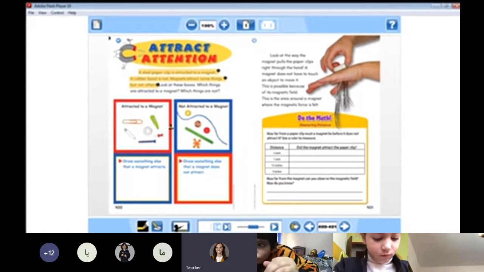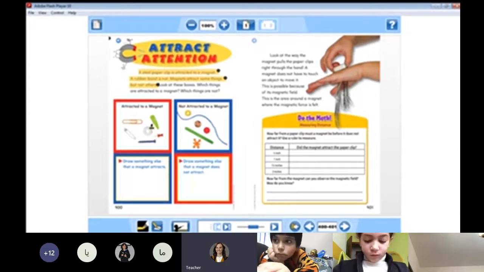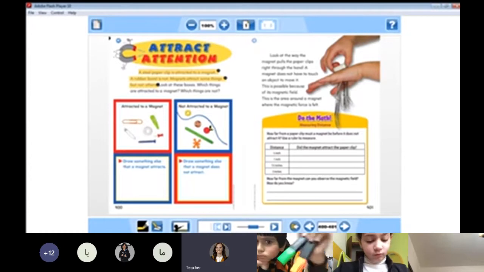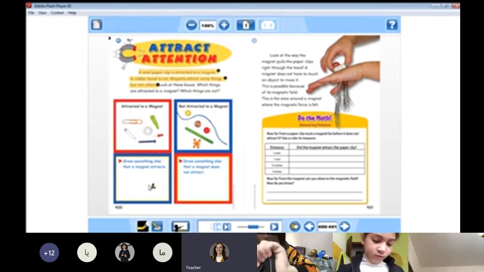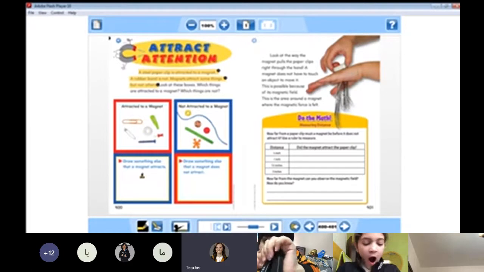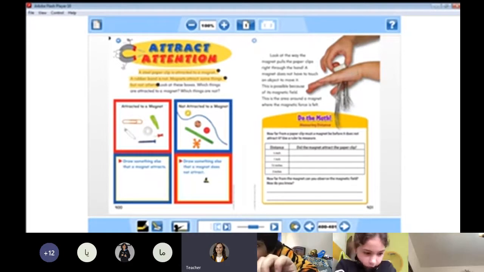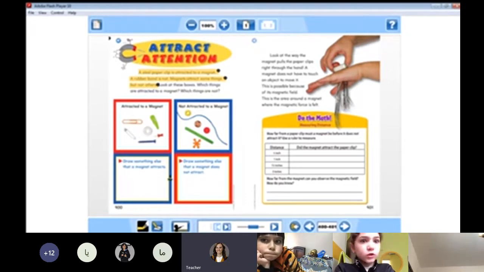At home, you can try to use a magnet if you have one, and see what are the things that are attracted to a magnet and what are the things that are not attracted to a magnet. And draw another example of something that a magnet attracts and something that a magnet does not attract. If you want, you can take a picture of yourself doing the experiment.